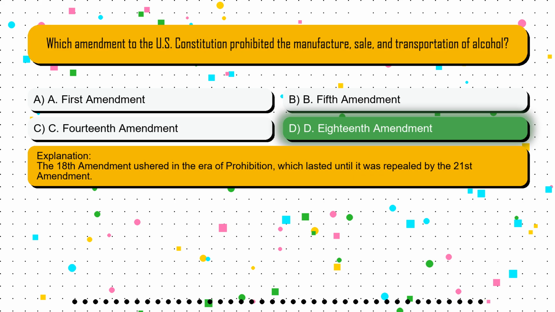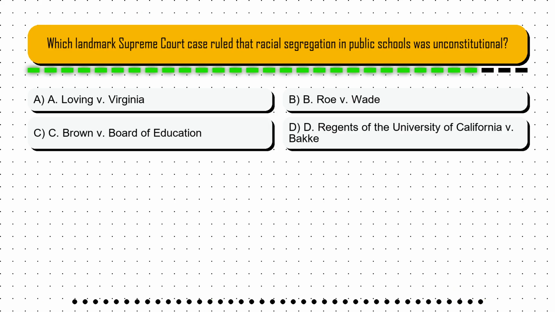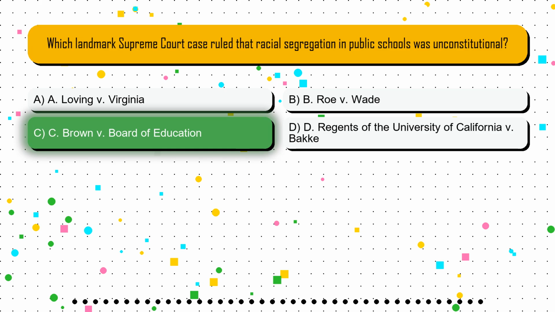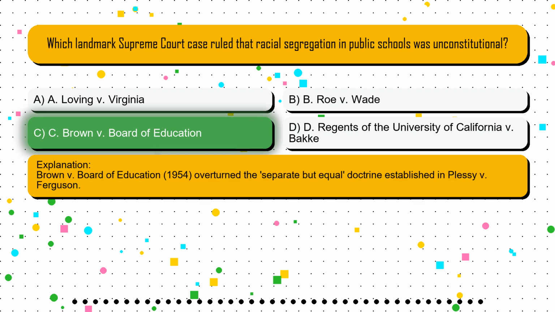Question 10. Which landmark Supreme Court case ruled that racial segregation in public schools was unconstitutional? Option A. Loving v. Virginia. Option B. Roe v. Wade. Option C. Brown v. Board of Education. Option D. Regents of the University of California v. Bakke. The correct answer is option C. Brown v. Board of Education. Brown v. Board of Education, 1954, overturned the separate but equal doctrine established in Plessy v. Ferguson.